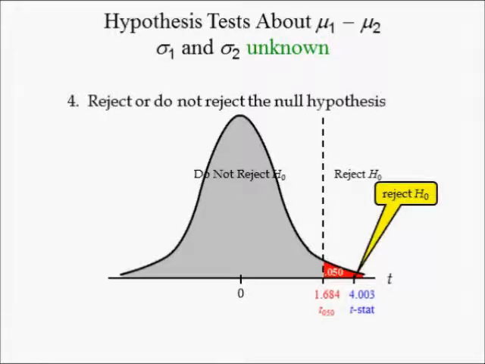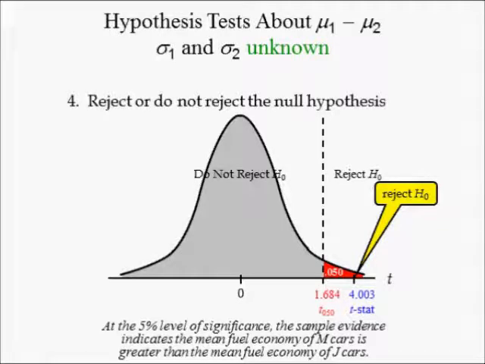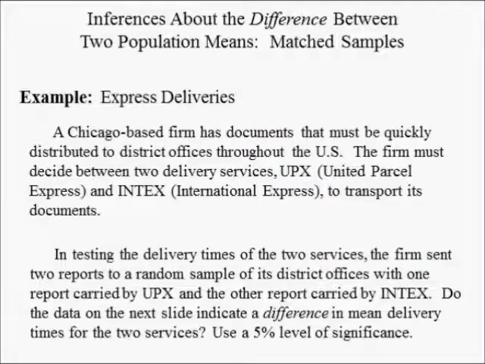The null hypothesis is rejected because t-stat 4.003 is in the reject the null region because it is greater than critical value 1.684. At 5% level of significance, the sample evidence indicates the mean fuel economy of M cars is greater than the mean fuel economy of J cars.